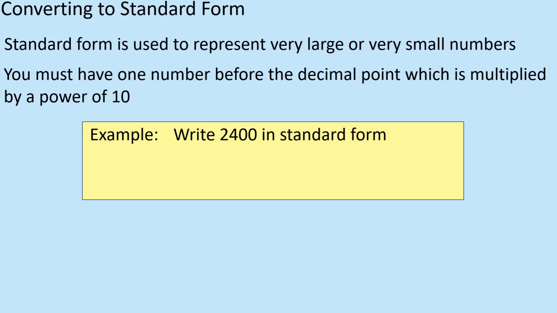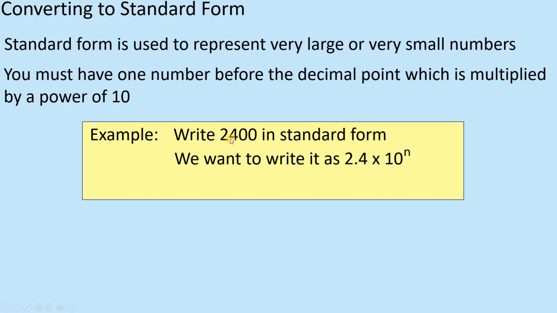So if I ask you to write 2,400 in standard form, well, if I leave one number before the decimal point, then I'm going to put the decimal point here, so 2.4. All right, so it's going to be 2.4 times 10 to the something. And again, this is very much standard form kind of speak, but it's a case of how many tens do I need here to make this number.